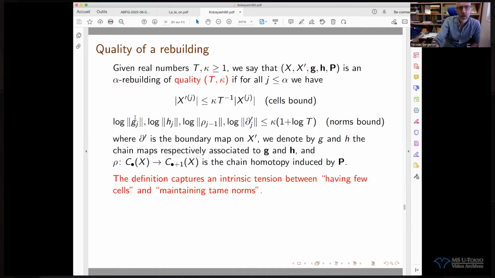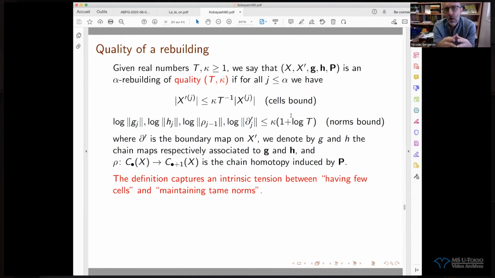So these are the maps associated to the homotopy equivalence between X and X prime. This is the chain homotopy, and this is the boundary map. And so we ask that these logs are bounded by 1 plus log T. So again, we want to have few cells, but the norms of the boundary operator and all the cellular maps that are involved in this, we want them to remain controlled, in the sense that the log of their norms should be controlled roughly by the log of T. So that's a way to measure the quality of a rebuilding.